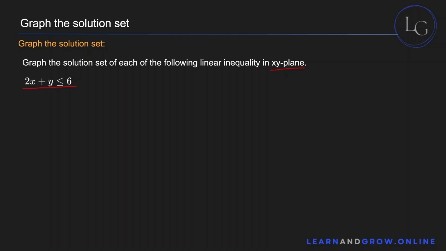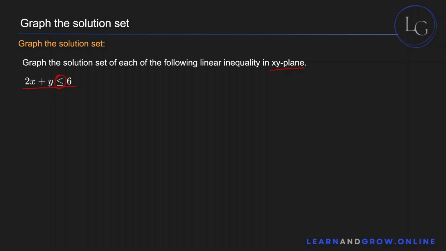It would have been simpler if we had an equal to sign instead of this, right? Because that would just be a straight line on the xy plane. But now we have this. What does this really mean? What do we have to do now?